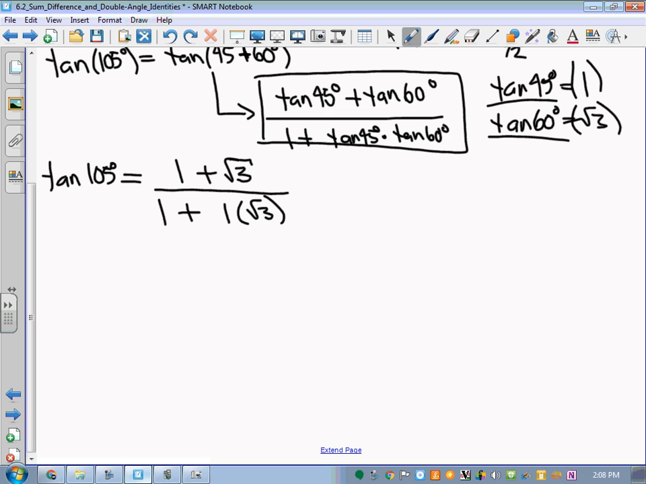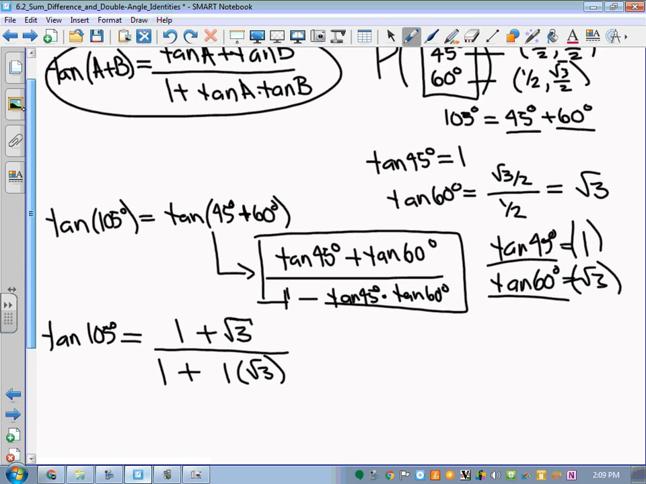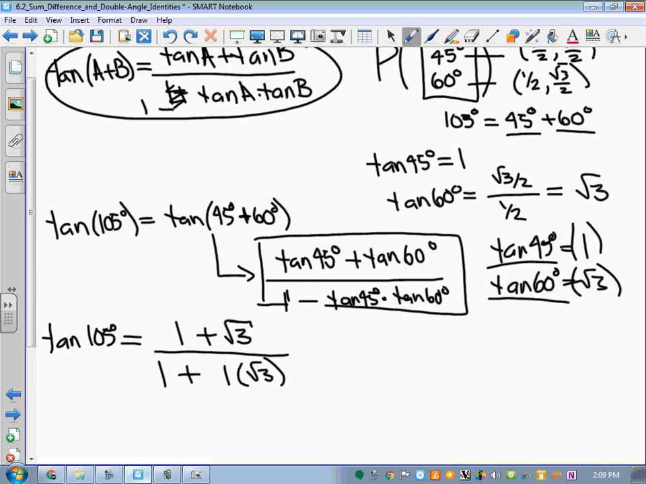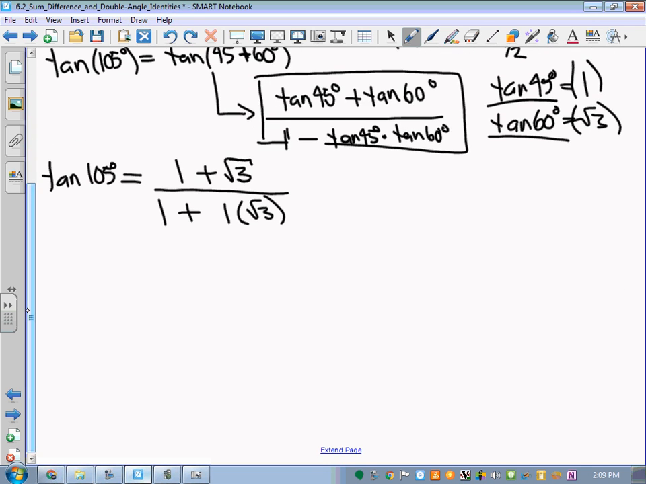And so what I have, oh, you know what? I messed up the identity. Sorry about this. This should actually be a minus. And that is definitely on me. That's the problem with looking at these identities all together. That definitely is a little bit of an oversight. So on the bottom here, we're going to have 1 minus root 3.